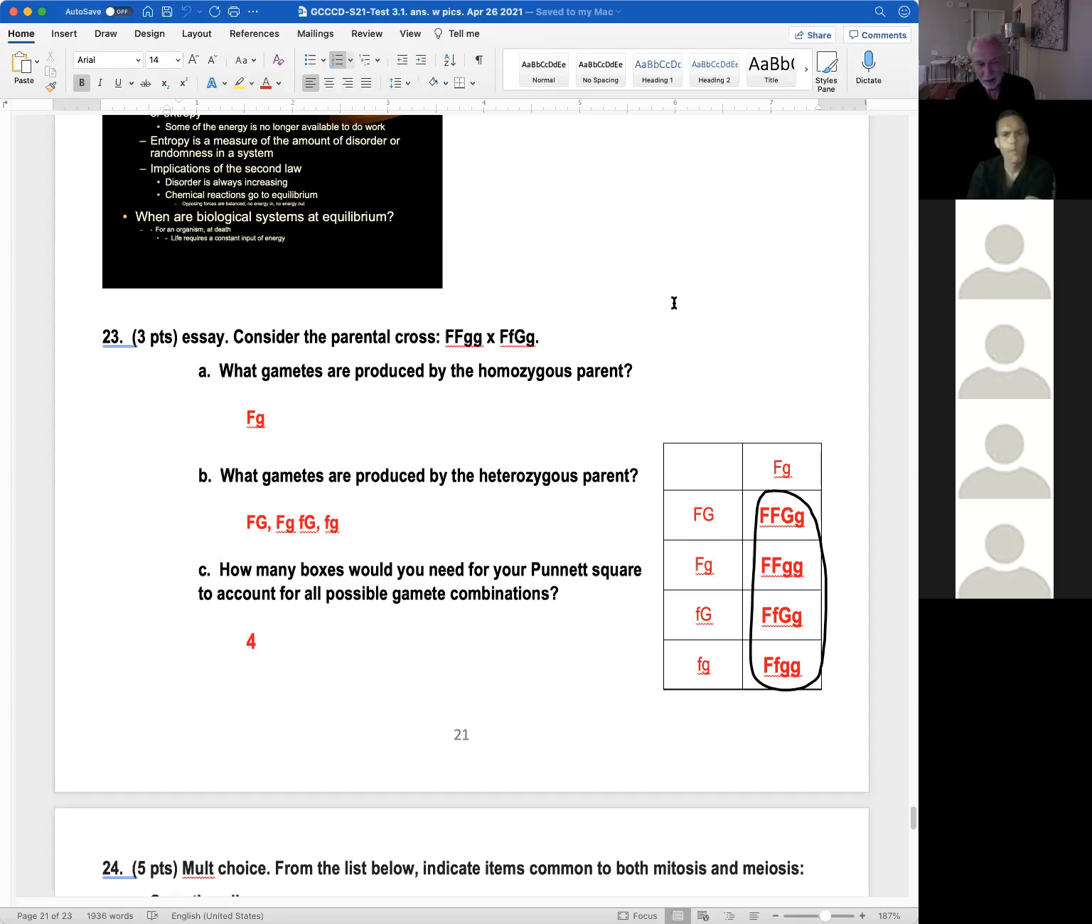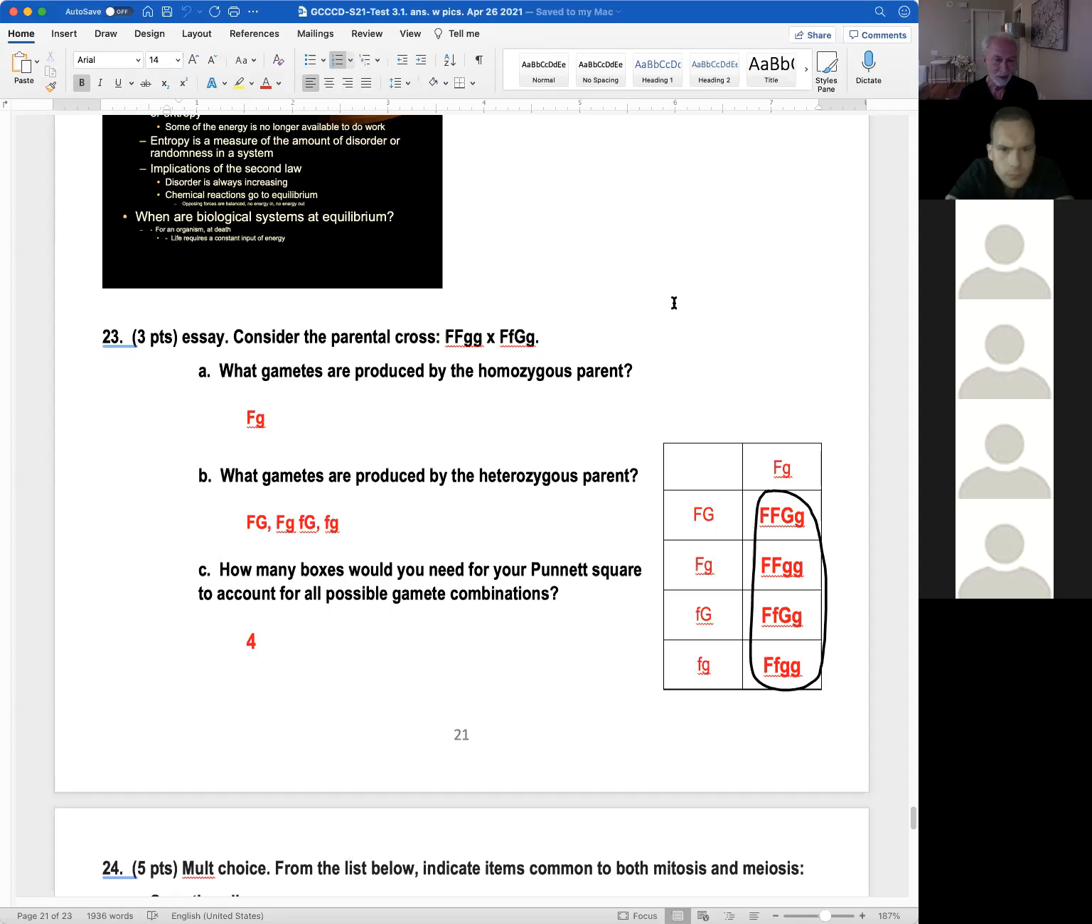Some of you didn't know. Some of you said 16, and some of you said 4. The correct answer is 4, and the reason is this. Since the homozygous parent can only produce one type of gamete, you don't need 4 boxes across the top because those 4 boxes are all the same. If you filled in the Punnett squares, everything would be the same from the first column on.